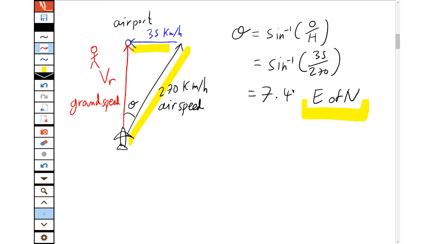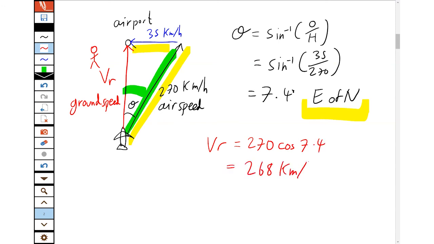Then, if we want to find the actual ground speed, well, that's pretty handy now, because we've got the hypotenuse and we've got the angle. And the ground speed is right next to the angle there, so that's the adjacent. So that's the airspeed times the cosine of the angle, which gives us a ground speed of 268 kilometers per hour. So we can see we're moving a bit slower effectively than the plane's top speed, but we land in an airport because of it. So that's a worthwhile trade-off.